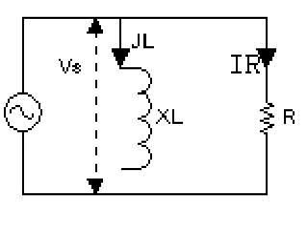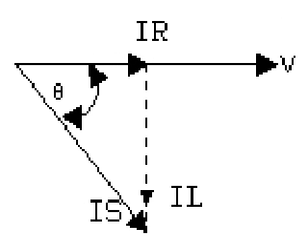Applying Ohm's law, the equation for current through the inductor is I sub L equals V divided by X sub L. Drawing the phasor diagrams, we get the following figure. It is evident that I sub L lags V sub S by 90 degrees. The phasor diagram can be redrawn as shown.